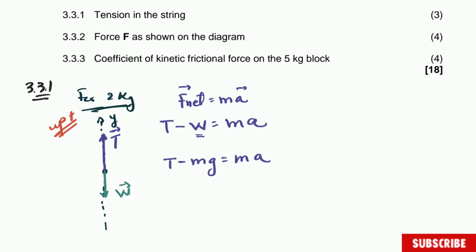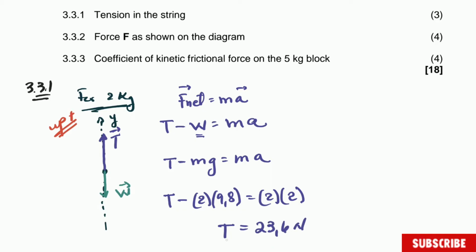I am going to substitute now what I have, which is almost everything. Tension minus 2, that is the mass of the block, times 9,8 is equal to 2 multiplied by the acceleration, which is given to us and is 2 meters per second squared. This is a simple calculation. We get the tension is equal to 23,6 Newton.